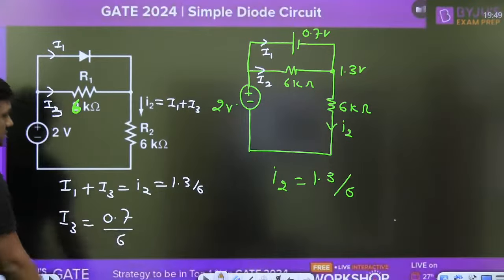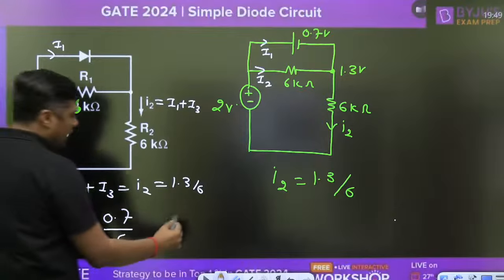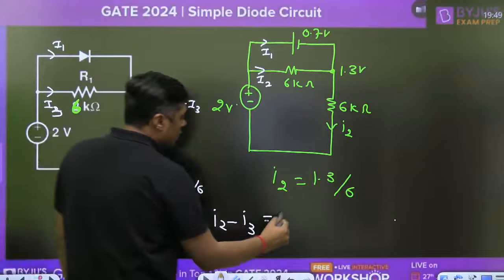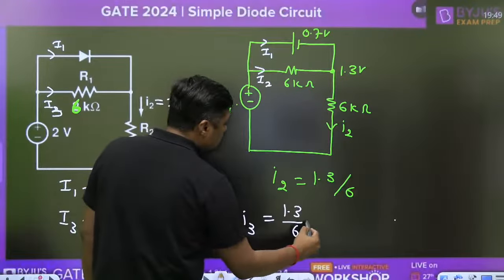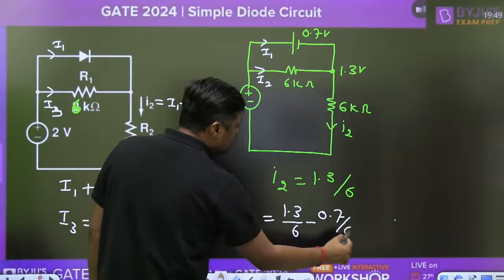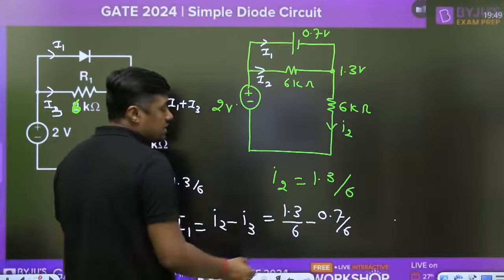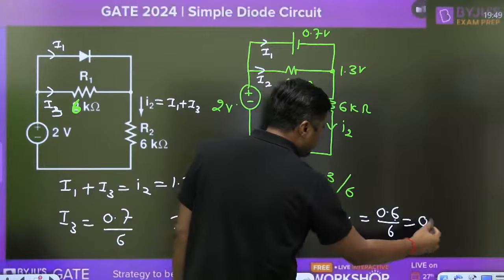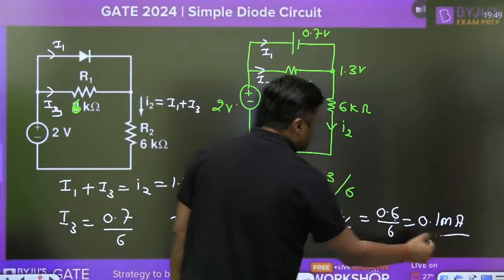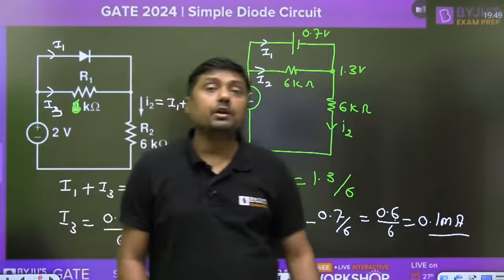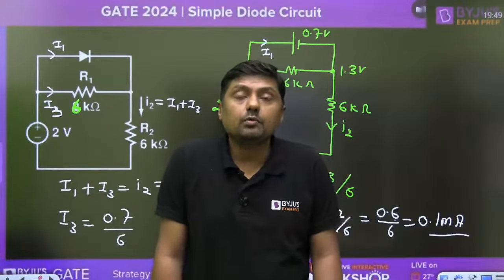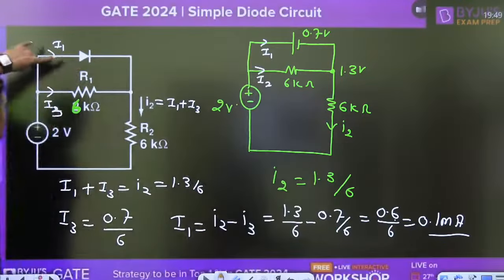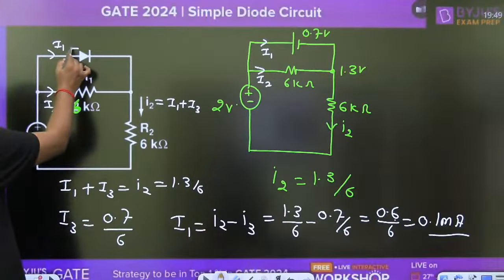0.7 divided by 6. So what will the I1 become? I2 minus I3, 1.3 divided by 6 minus 0.7 divided by 6. 1.3 minus 0.7 is what? 0.6 divided by 6, that becomes 0.1 milliampere. 0.1 milliampere is the current through the diode.